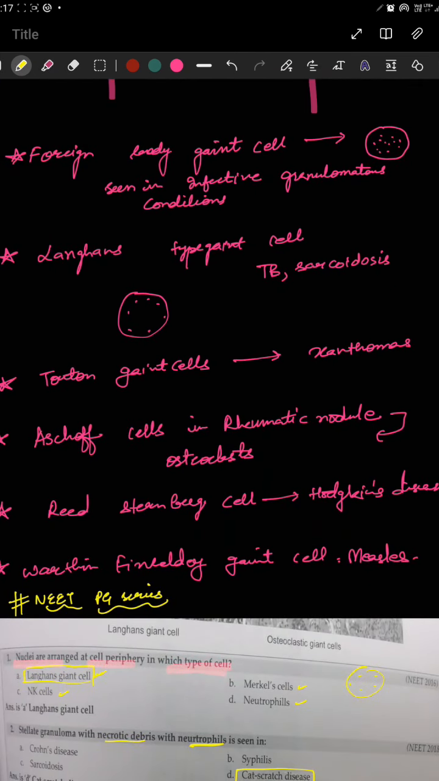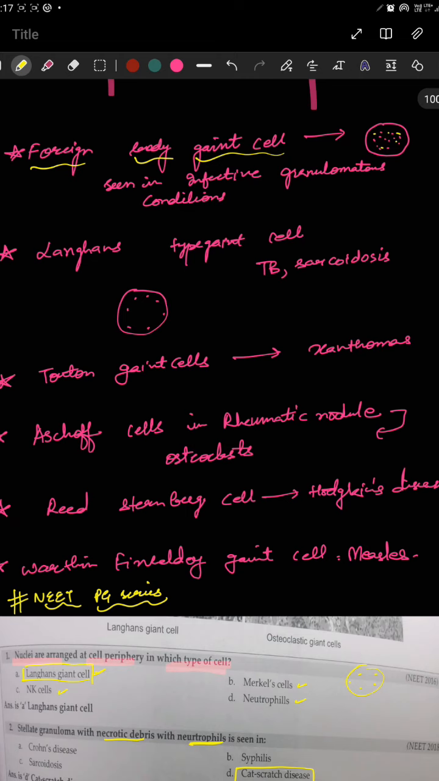The first is that there is something called foreign body giant cells, right? In this you can see that again these are a type of giant cell, and the nuclei are present throughout the cytoplasm. This is seen in various infective granulomatous conditions like tuberculosis, sarcoidosis, leprosy, and many more.